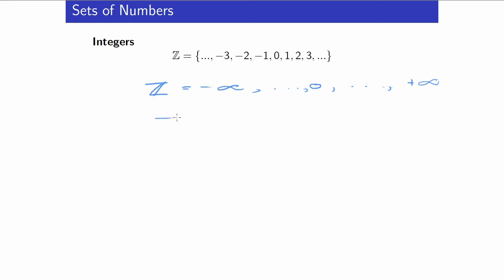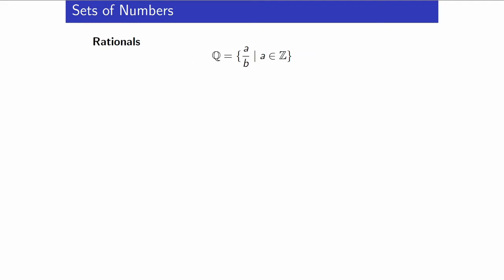And let me write that down. So integers are whole numbers. Integers are whole numbers, right? That's key. Integers are whole numbers. Whereas what we're going to talk about next, in the next slide, are rationals.